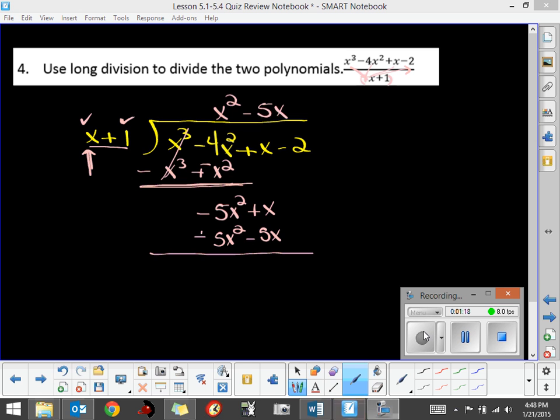Draw the line, change your signs, and add. We're adding the opposites. That is 6x. Then you drop down your next number, which is a minus 2. And we do the same thought process. What do I multiply x by to get 6? We multiply it by a positive 6.